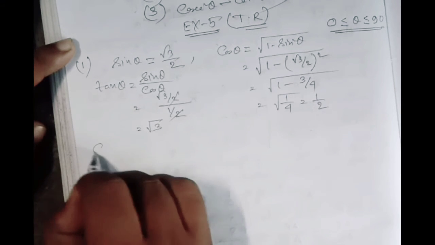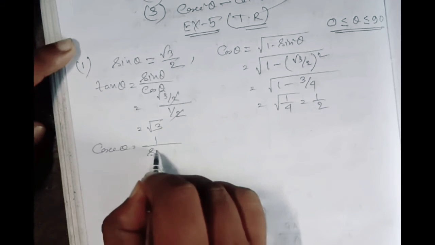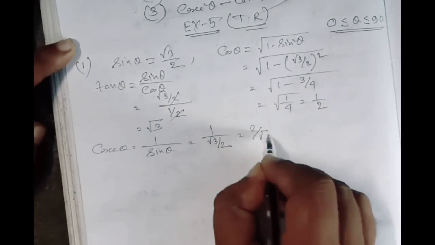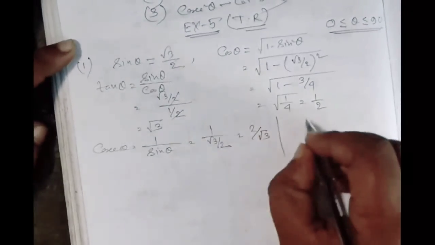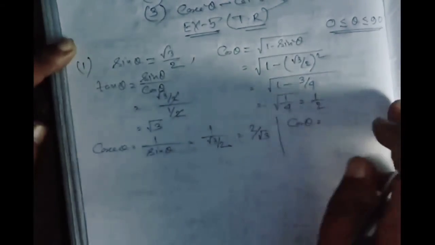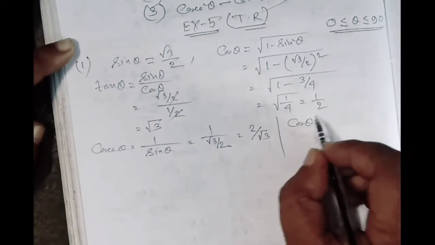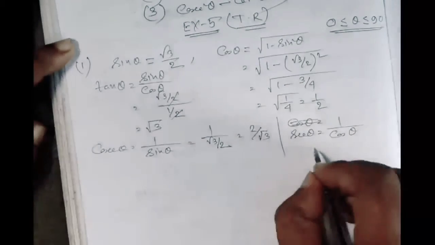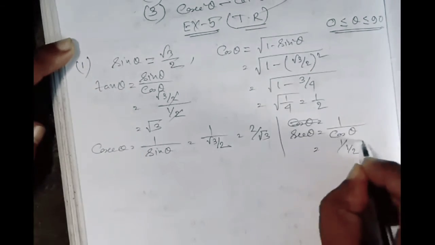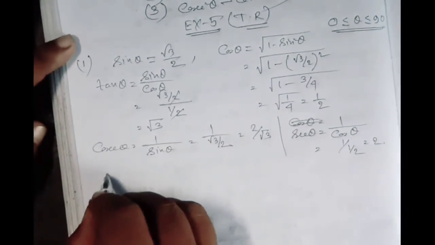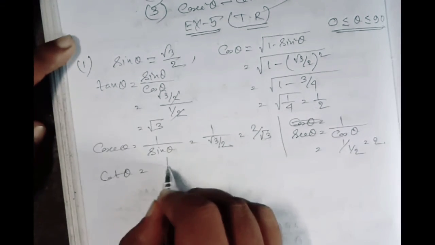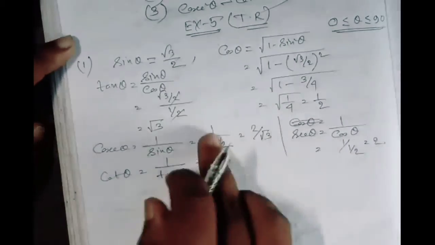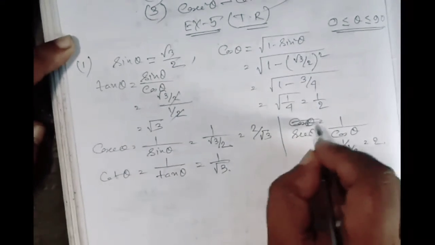Next, cosec theta means 1 by sin theta, means 1 by root 3 by 2, means 2 by root 3. Next, sec theta means 1 by cos theta, means 1 by 1 by 2, means 2. Next, cot theta is equal to 1 by tan theta, means 1 by root 3. So these are the values of all trigonometric ratios.